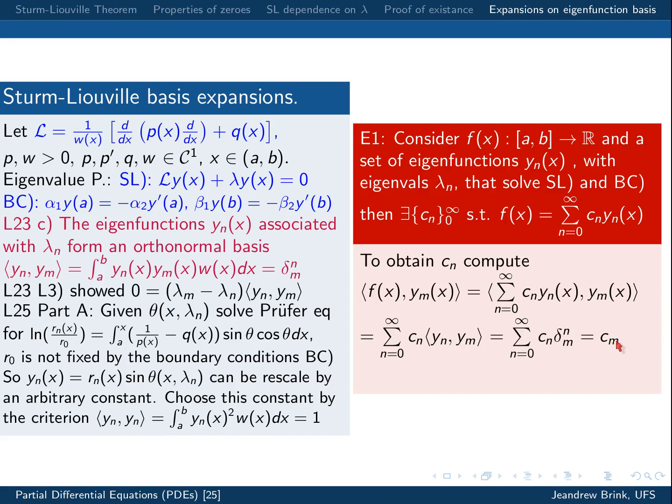So we have derived an expression for Cm. Cm is just the inner product of the function you're trying to expand with one of the basis functions. So you're basically taking the projection of that function onto a particular basis function to work out this coefficient.